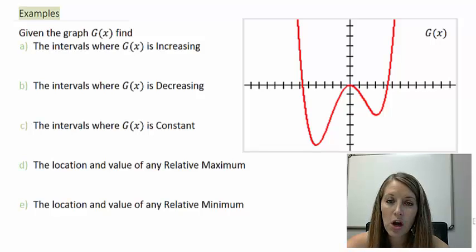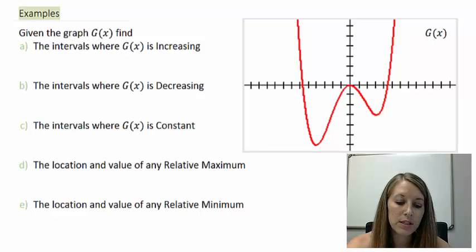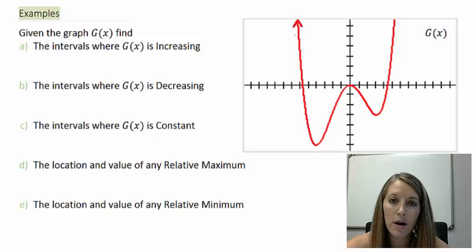Now, even though it doesn't show it, we know that this graph is going to continue forever to the left, so we can interpret this as an arrow on the end here. And this graph is going to continue forever on the right, so we can interpret this as an arrow there.